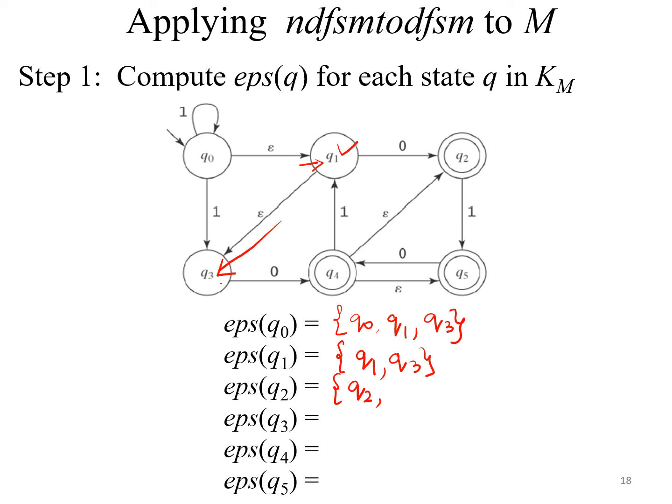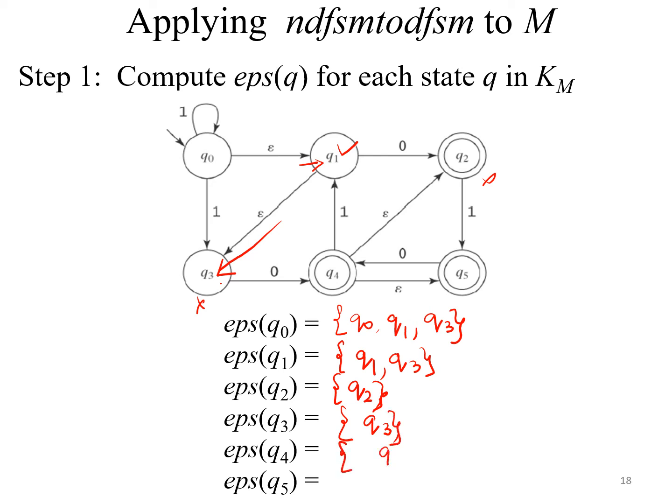Q2 is in the list, and from Q2 we don't have any epsilon transitions. Hence EPS of Q2 is Q2. Q3, by default Q3, and from Q3 also we don't have any epsilon transition. So EPS of Q3 is Q3.